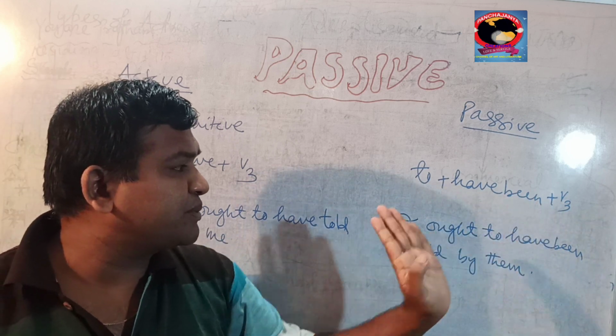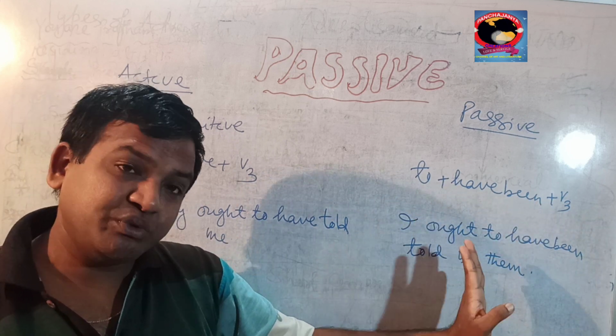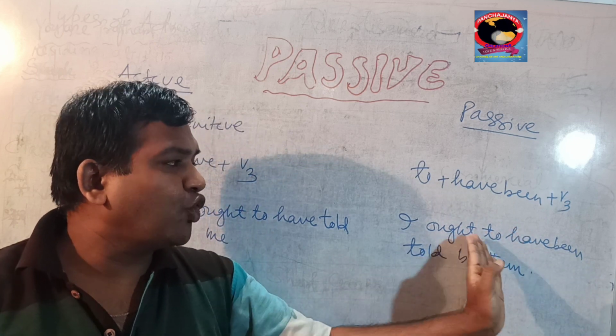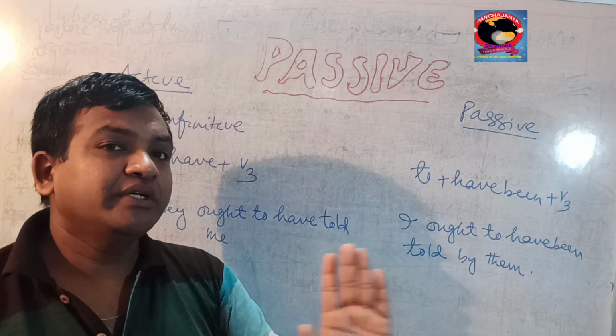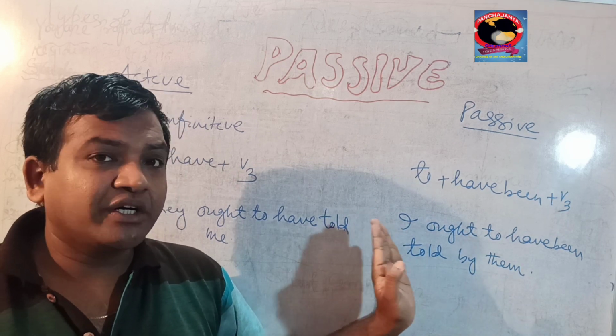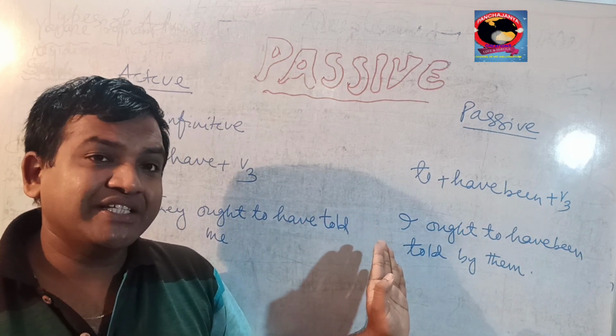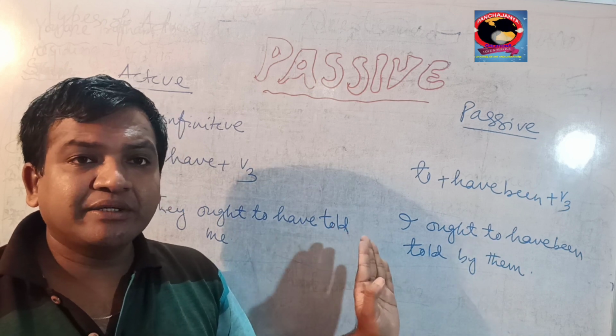To plus have been plus V3. I ought to is used. Ought to, I ought to have been told by them. I ought to have been told by them. Keep it in mind. This type of use comes to your knowledge and will be made like this.